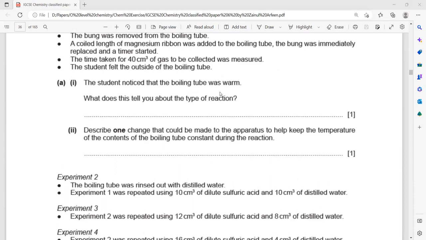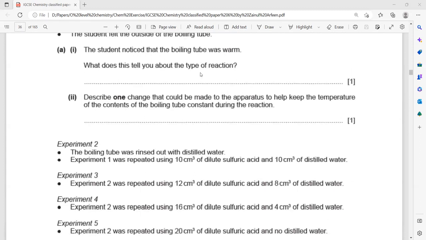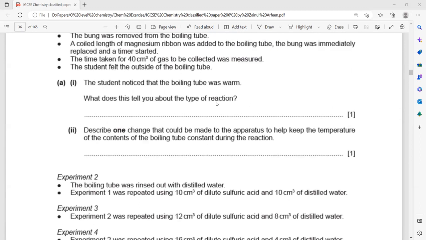The student felt the outside of the boiling tube. The student noticed that the boiling tube was warm. What does this tell you about the type of reaction? If the boiling tube is warm, what does it mean? Exothermic reaction. It shows that the reaction is exothermic.